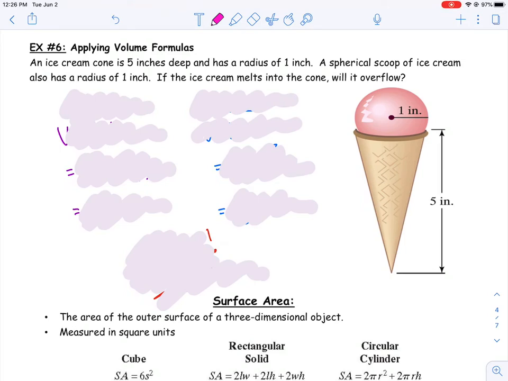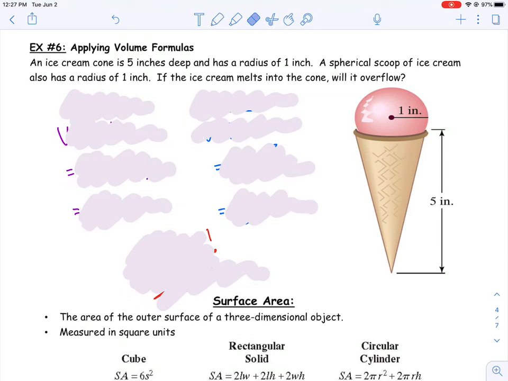Well, let's see. Can we figure out how much ice cream there is, how much space that ice cream takes up, the volume of that sphere? And then can we figure out how much space the cone is going to take up, the volume of the cone? And if the cone has a bigger volume than the ice cream, then it shouldn't overflow, right? But if the ice cream has a bigger volume, then it's going to overflow into the backseat of your car.